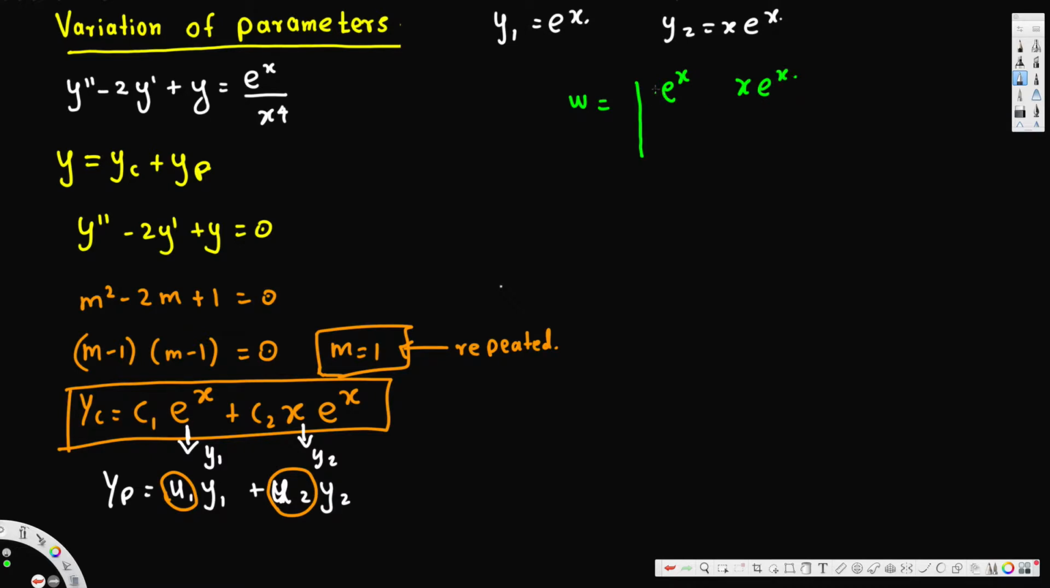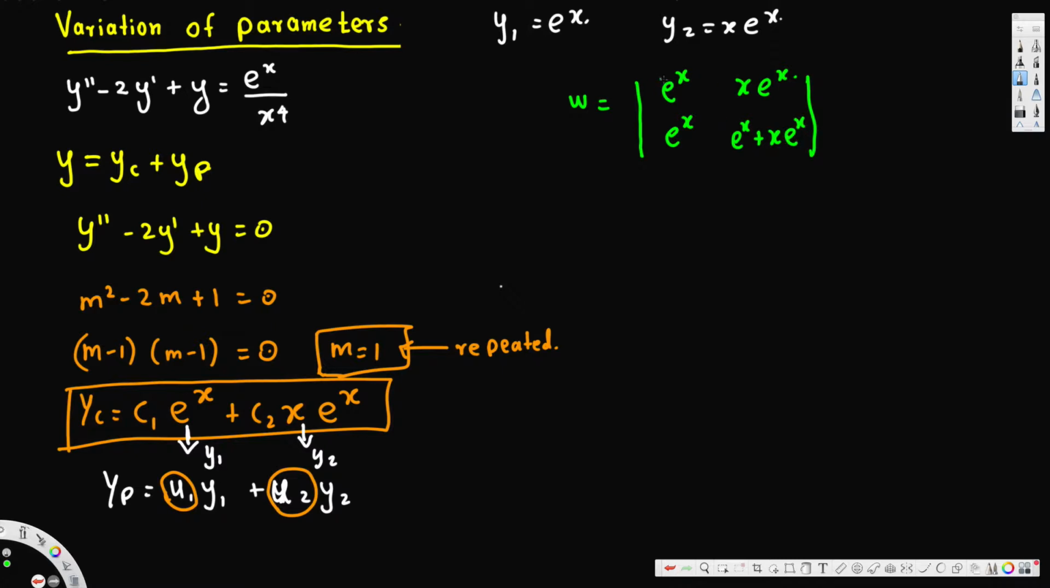And then we have to take the derivative of these and put them on the bottom. If you take the derivative of e power x, that's going to be just e power x. But if you take the derivative of x e power x, this is going to be a product rule. So first I take the derivative of x, that's going to be just 1, so we will have e power x remaining. Then I keep x as it is and take the derivative of e power x. The derivative of e power x is still e power x. So I put it right here.